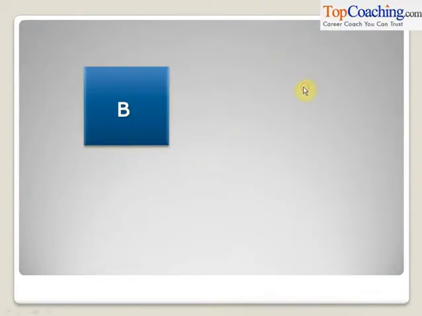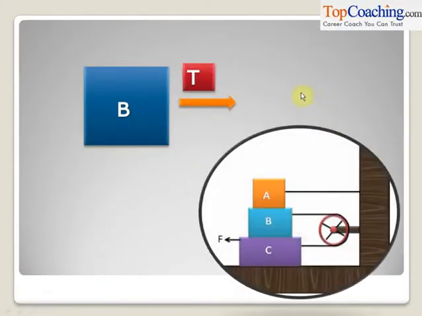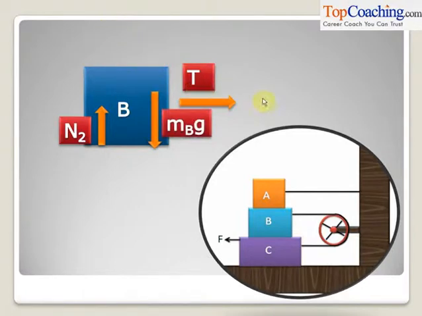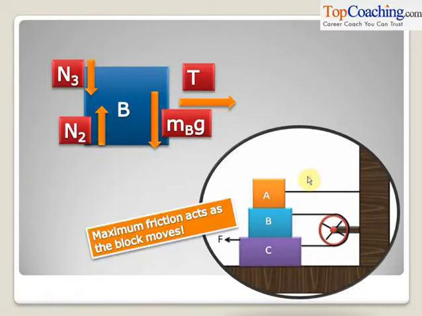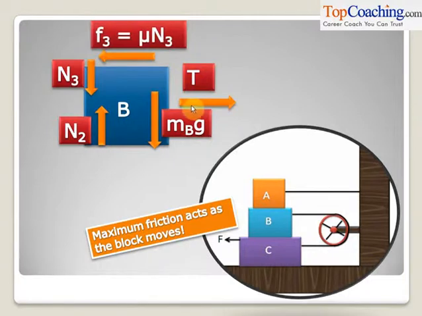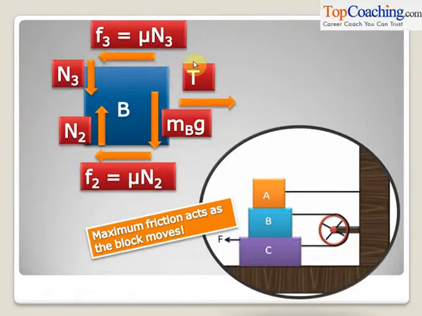Understood? In the case of block B, if you observe carefully, tension acts to the right. This tension is T. N2 force acts upwards and MBG, the weight of block B, acts downwards. N3, the normal reaction because of block A, also acts downwards. N2 is the normal reaction because of block C on the block B. Now block B is definitely moving to the right. Therefore, the friction force acts on the top of block B towards the left. And maximum friction force acts, F3 equal to mu N3, and friction force also acts on the surface between block B and block C towards the left.